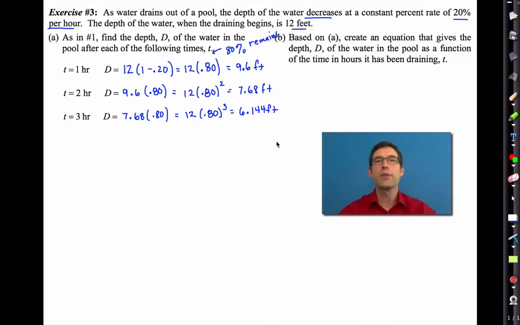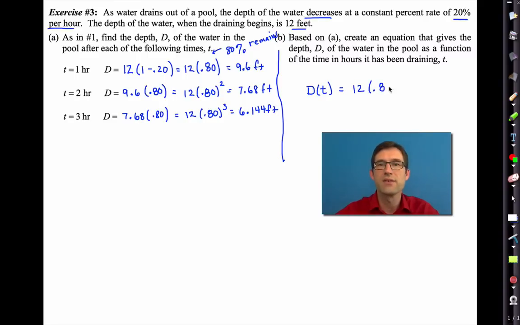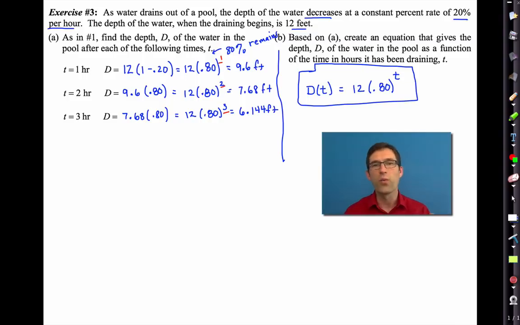Okay. Now letter B. Based on letter A, create an equation that gives the depth, d, of the water in the pool as a function of the time in hours it has been draining. I bet this is really simple for you now, right? So d of t. We start with 12 feet. Our multiplier is 0.80 or 0.8, doesn't matter, raised to the t. Again, just look at how much sense this makes. There it is, to the first, to the second, to the third. Every hour that goes by, we get to multiply by 0.8 again.